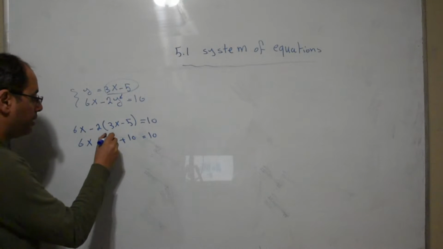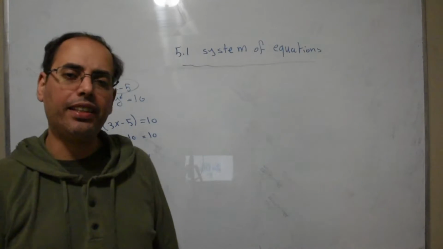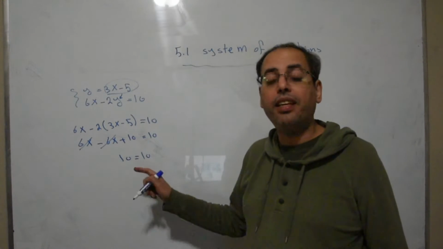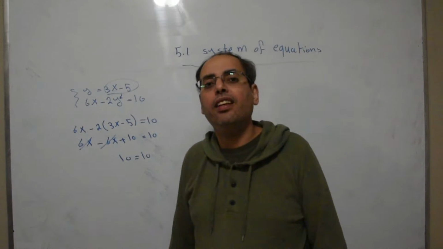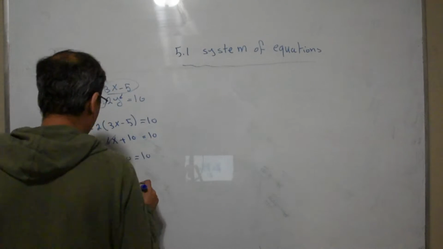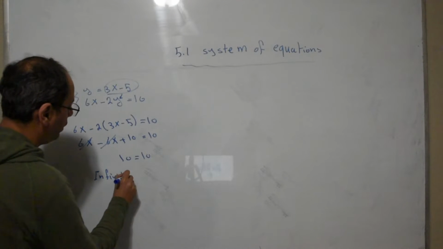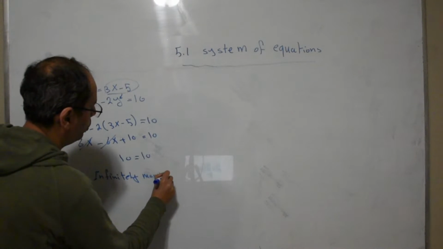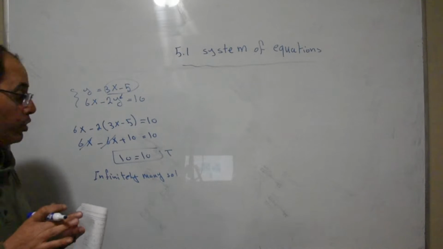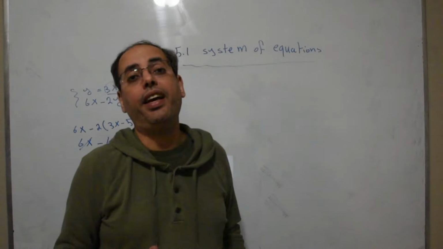Okay, 6x minus 6x is 0, so I have 10 equals 10. There is no x here. So what am I supposed to do? But the statement is true, 10 is 10, correct. So in this case, the number of solutions is infinitely many solutions. Why? Because the statement is true. If the statement is true, then I have infinitely many solutions. If the statement is false, then I have no solution.